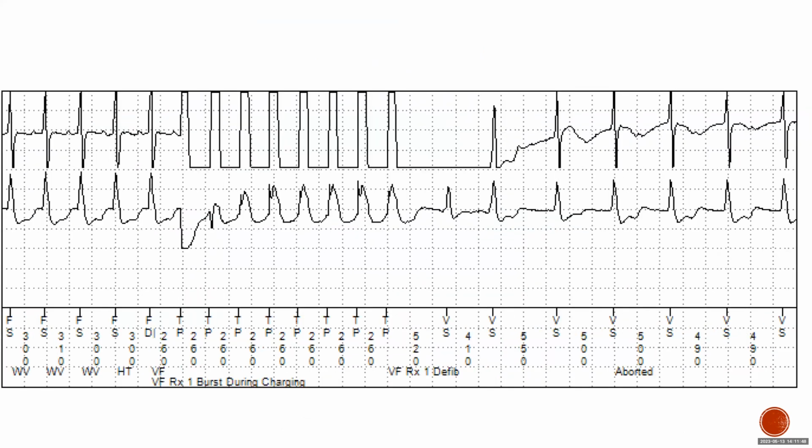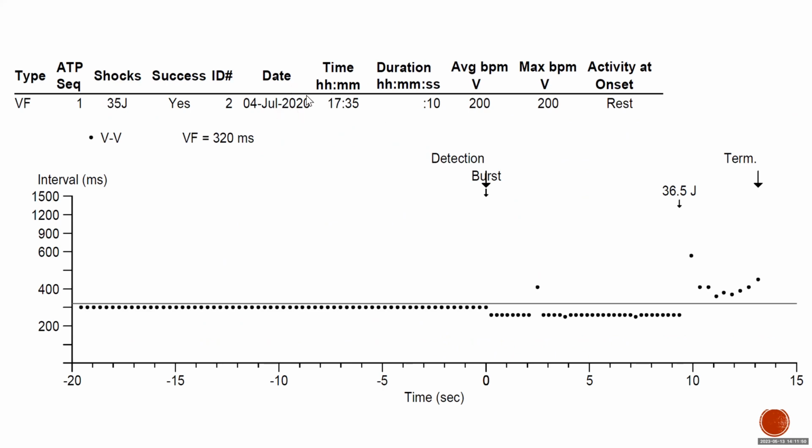I'll give you another example. Again, this is the date. This is how it was interpreted as VF. This is what it gave. It did ATP once, and it gave a shock. So again, this is tachycardia around 200 beats per minute, regular, detected by the device, gave ATP. But then this induced tachycardia again, actually faster than the first one. So the device gave a shock and went back to sinus rhythm.